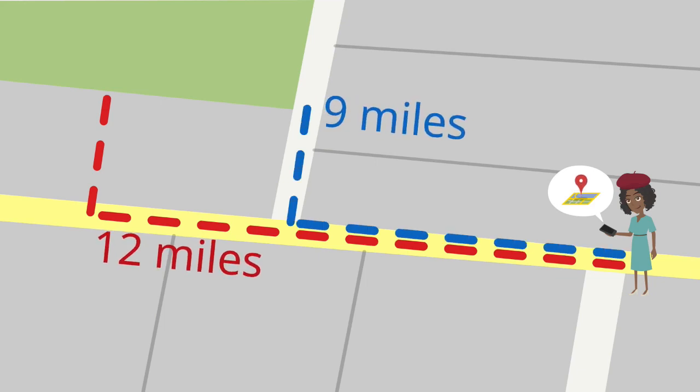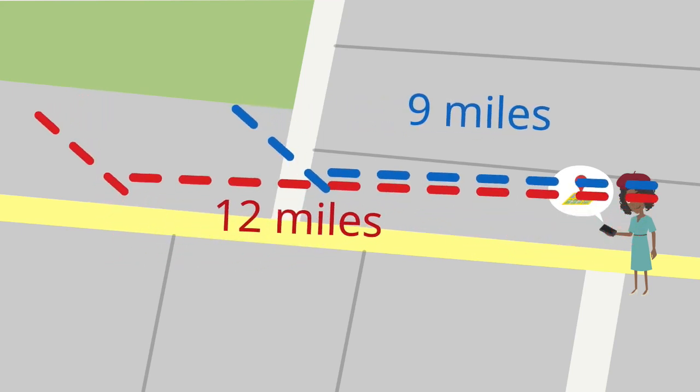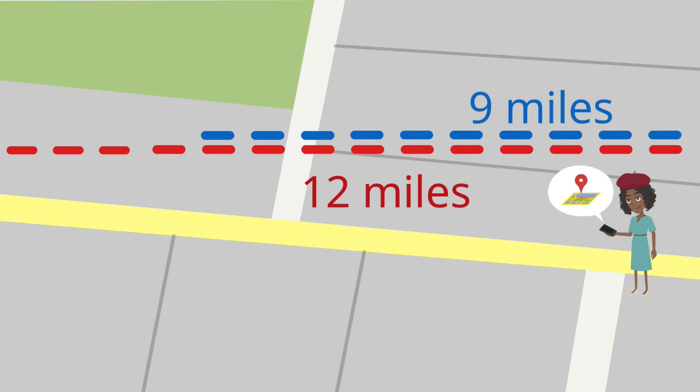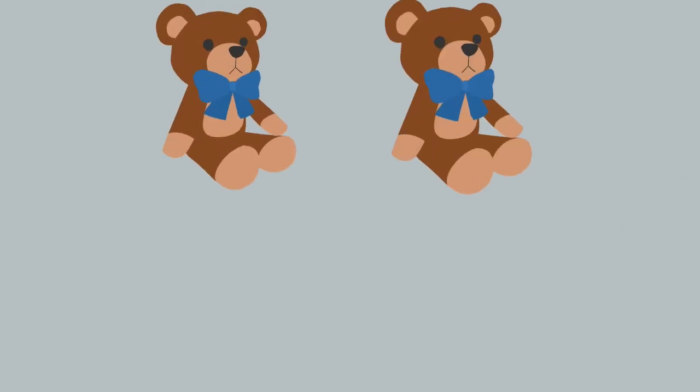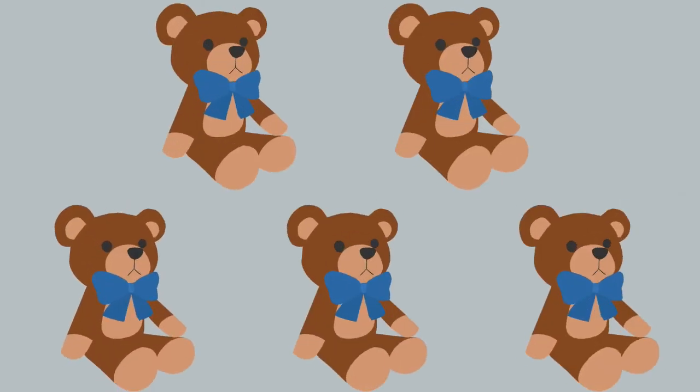Which route to the park is shorter? The route that is 9 miles long is shorter than the route that is 12 miles long. We can use the less than symbol to show this. This method works really well for small values, but imagine if you had to draw a picture or line up physical objects when the numbers were over 500 or even 1,000,000. That would be a lot of work, so there are more efficient ways.